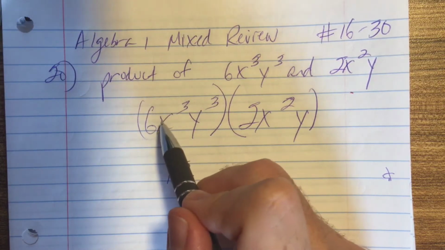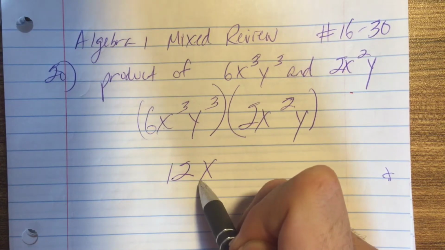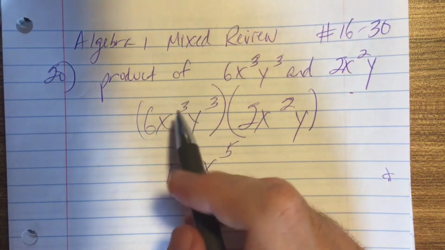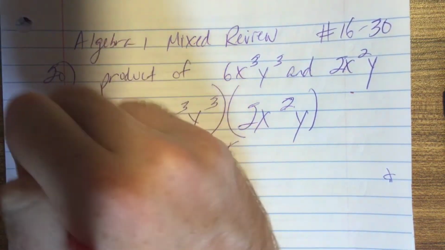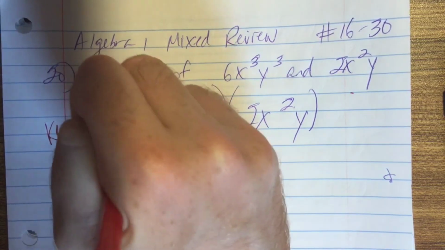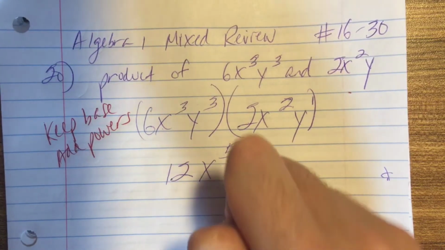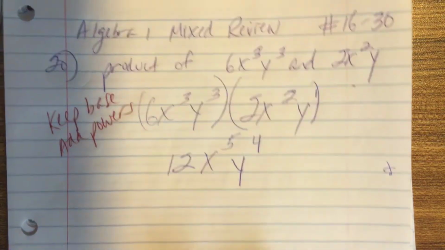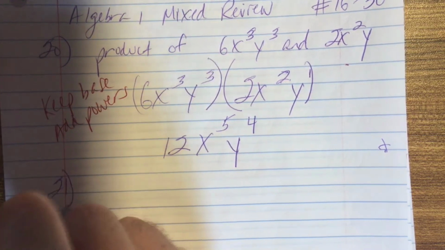And then if we're trying to multiply x cubed by x squared, we're going to keep the base, or keep the variable, and add those powers to be the fifth power. In the same way, I have y cubed and y, which is y to the first power. So I'm going to keep the base as y and add those powers to be the fourth power. The product is going to come out to be 12x to the fifth y to the fourth.